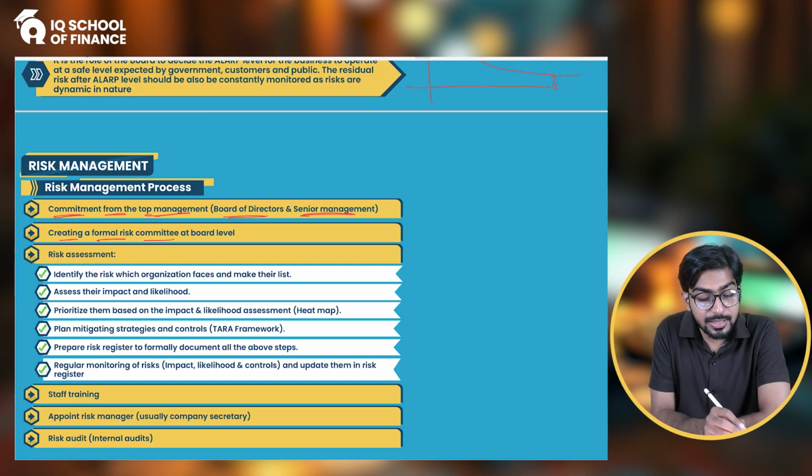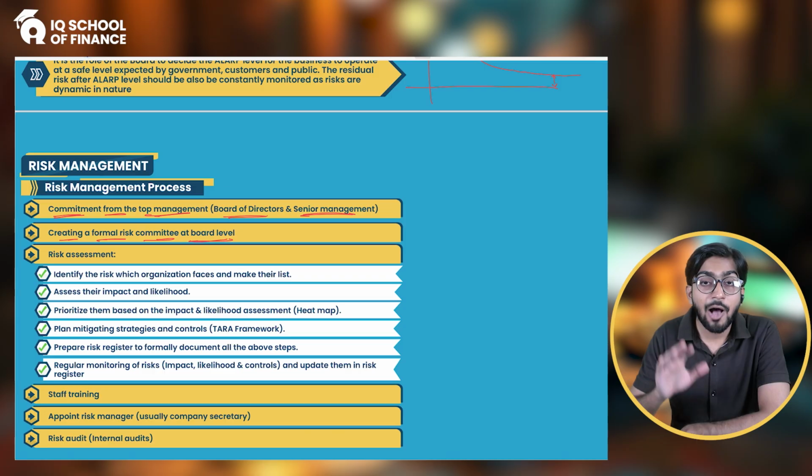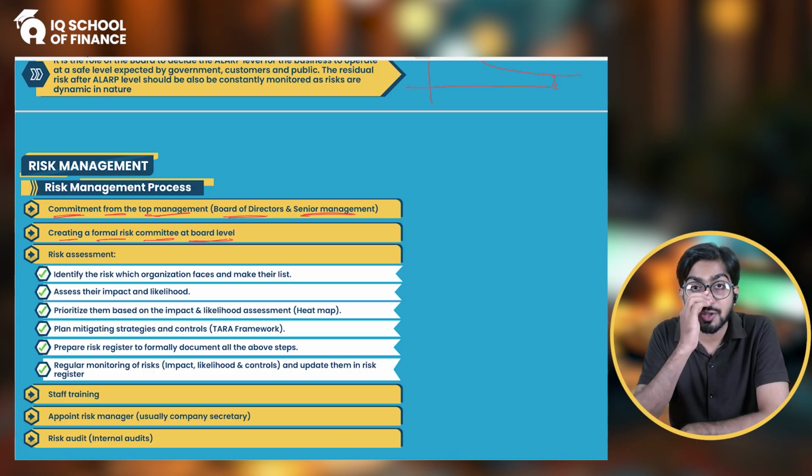Creating a formal risk committee at board level. Now the thing is that how much importance you are giving to risk management is seen from the committee which you have made. If you have made a dedicated risk management committee, it's a subcommittee of the board which we have already studied in the previous lectures or chapters.